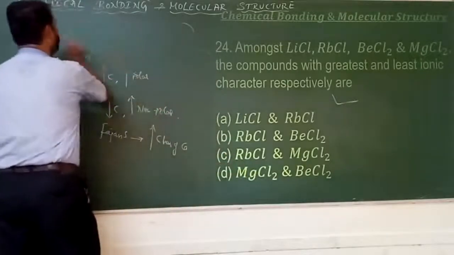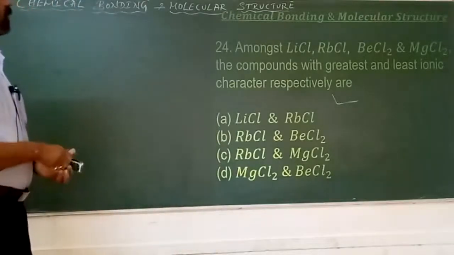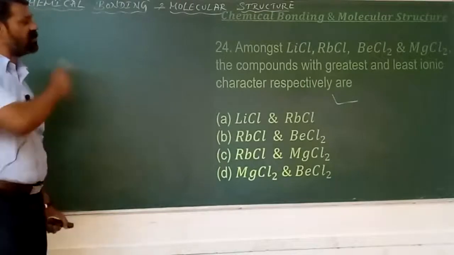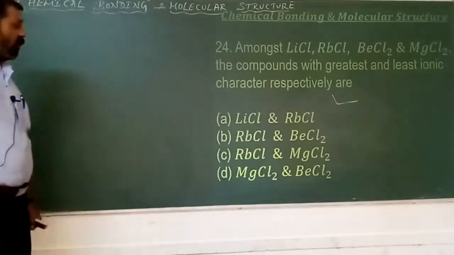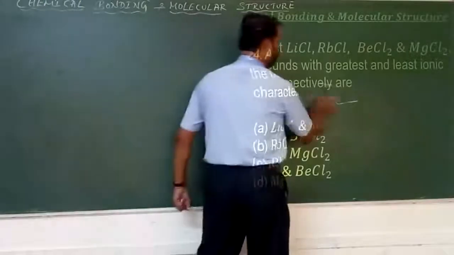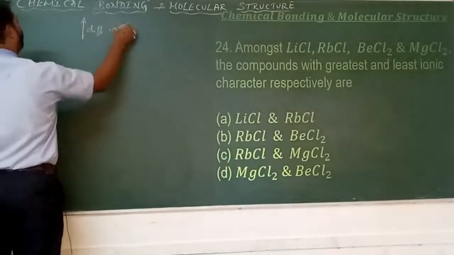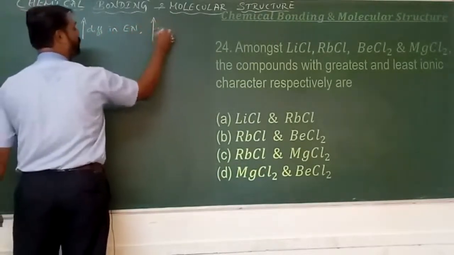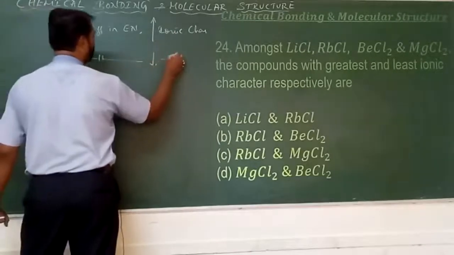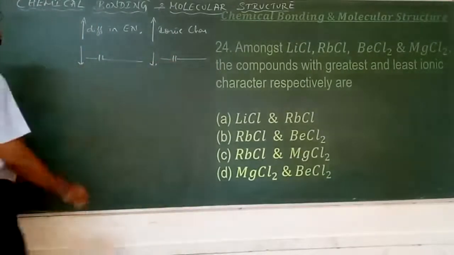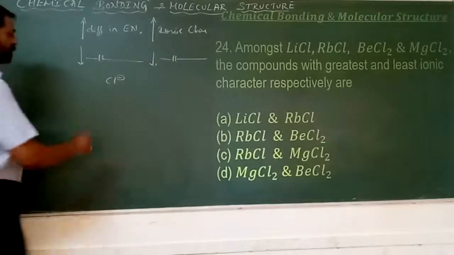Among lithium chloride, rubidium chloride, beryllium chloride and magnesium chloride, the compounds with the greatest and the least ionic character are respectively what? We have discussed that the more the difference in electronegativity, the higher the ionic character; the lesser the difference in electronegativity, the lesser the ionic character. As chloride is common in every case, it is fixed. What are the various ions here?